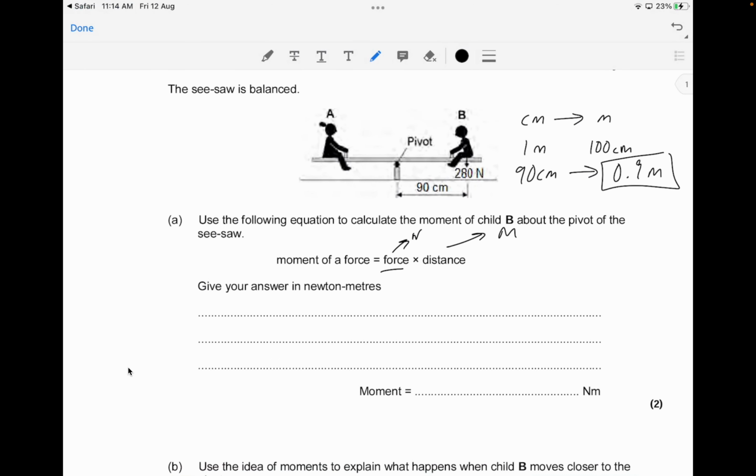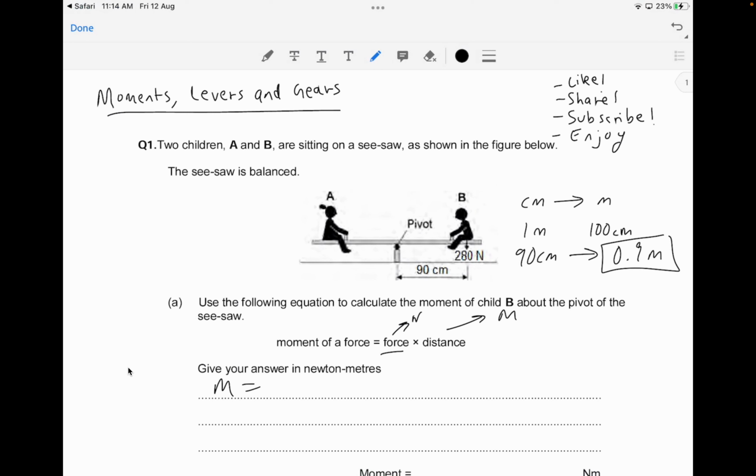Alright, so you have moment is going to be equivalent to force, 280 newtons, times distance, about 0.9 meters. It's going to be equivalent to 280 times 0.9, 252 Newton meters. So now this is going to be your value for the moment of the force for about, let's say, 2 marks. Alright, let's move on to the next question.